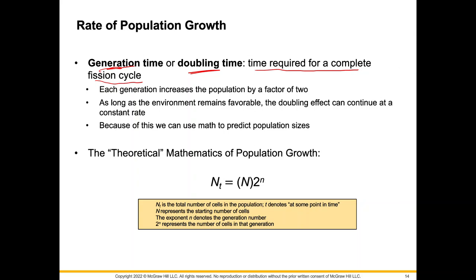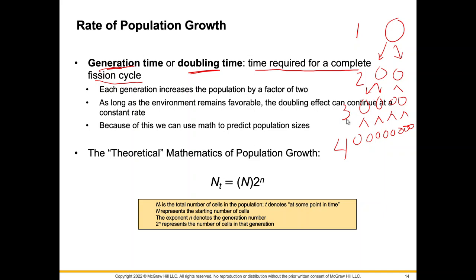Again, that's because if we start off with 1 cell, it divides, we have 2 cells. If these 2 cells divide, we now have 4 cells. If all of these cells then divide again, we now have 1, 2, 3, 4, 5, 6, 7, 8 cells. So every time we have a round of replication, we are doubling the population from the previous generation. So this would be Generation 1, Generation 2, 3, 4, and each time it doubles. And as long as the environment remains favorable, that doubling effect will continue at a constant rate.